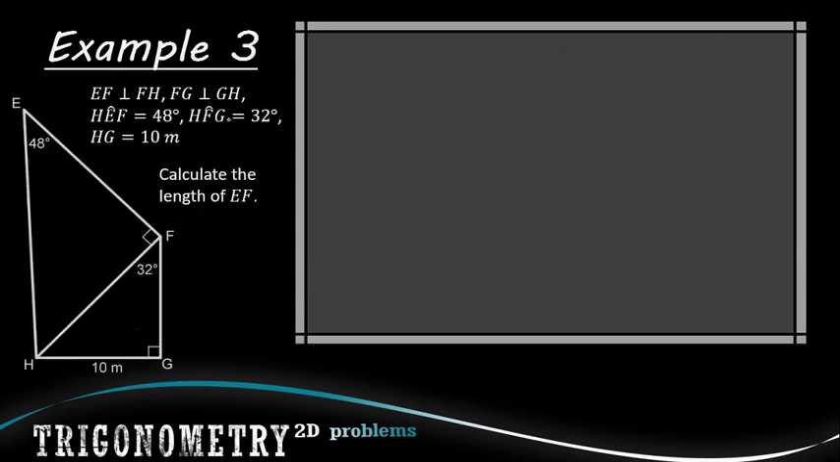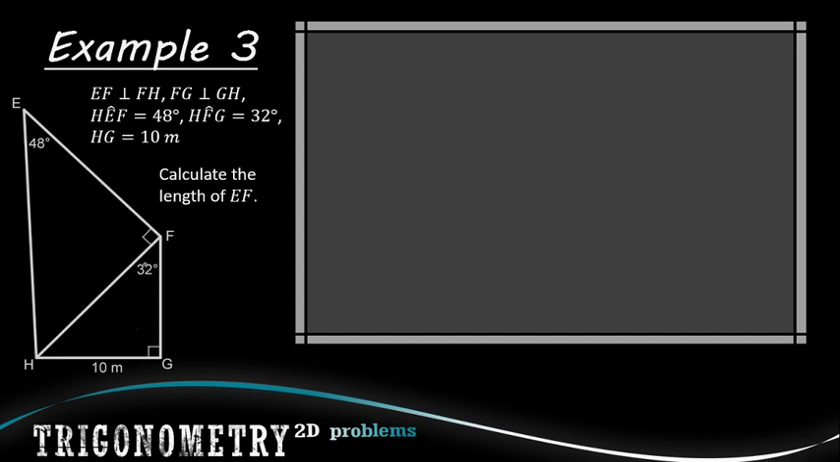Okay, so example 3. So we have EF is perpendicular to FH. Then we have FG is perpendicular to GH. We have HEF equal to 48 degrees, HFG equal to 32 degrees, and HG equal to 10 meters. Calculate the length of EF. Alright, so this one is very much like the first example, where we have two triangles, both are right angle triangles. We want to find a side in this triangle, but we need another side in that triangle before we can find it. So we use this triangle first to find HF and then to find EF.